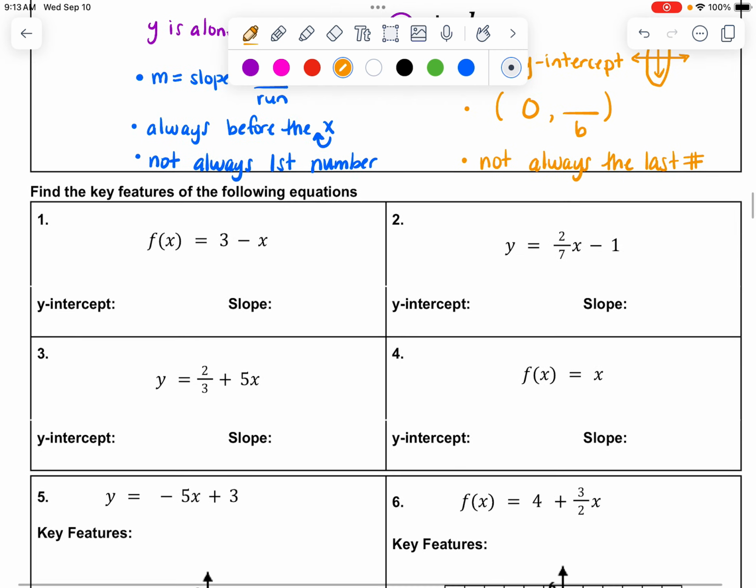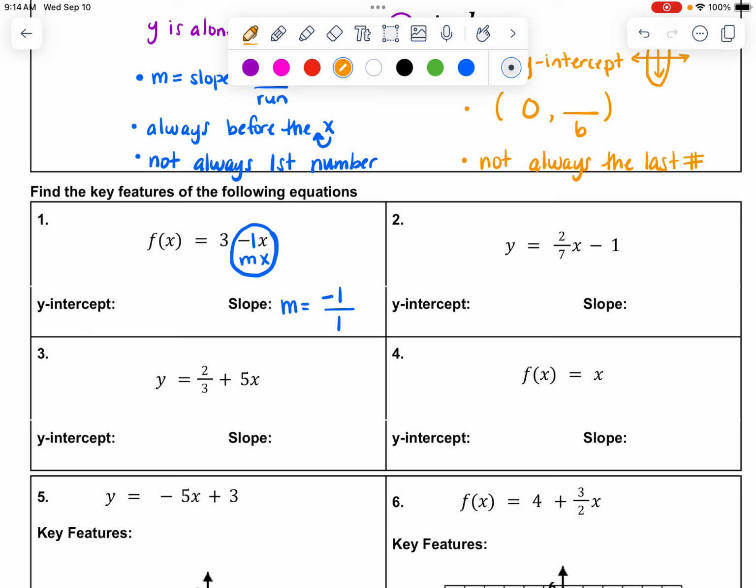So when we look at this equation, we're going to start by looking for the mx part of the equation, because the m tells us the slope. In this equation, the mx part is the second part of the equation, the second term, because the x is at the end. Now, the invisible number here that's right before the x is a -1. So my slope is going to be -1. And because I want this to be a rise and a run, I'm going to make that into a fraction by putting a 1 on the bottom.